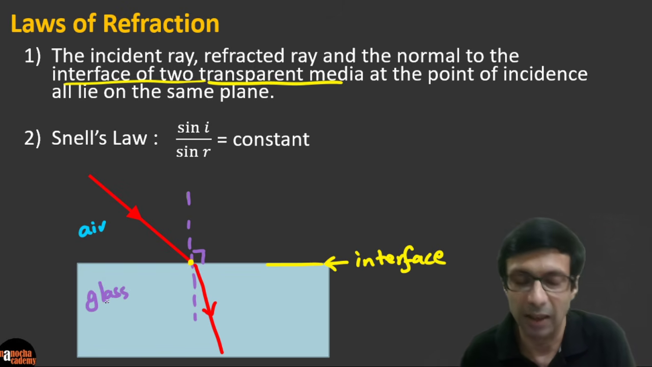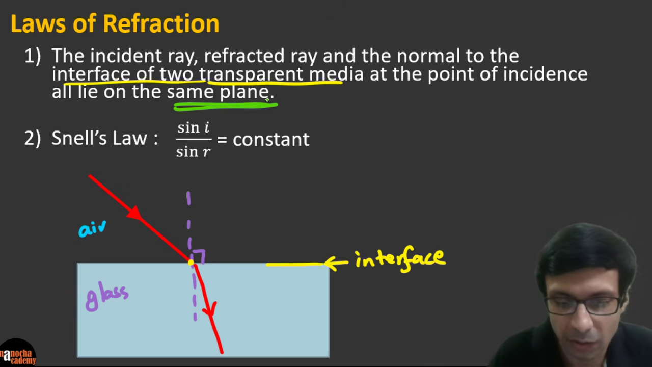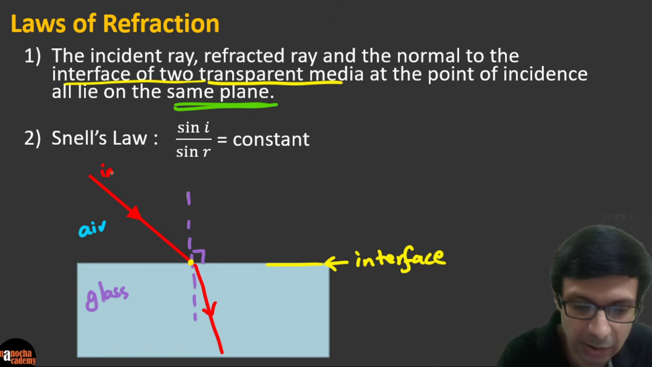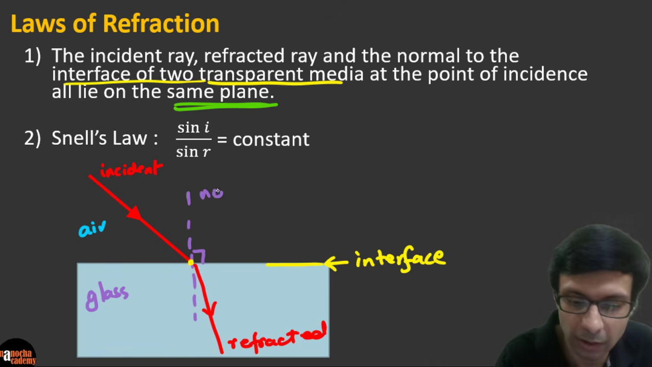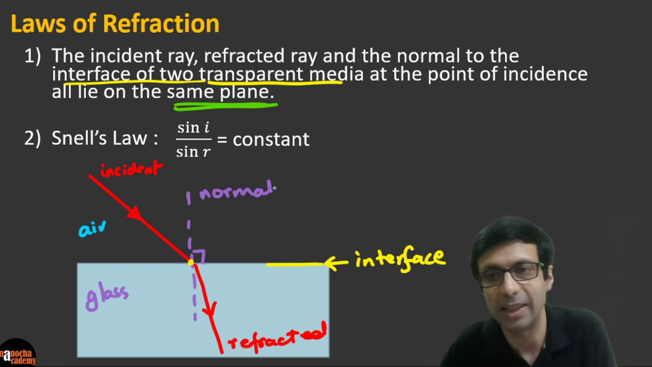So now one important question is, what is the plane here? All of you can see the incident ray, which I'm going to mark here. This is our incident ray. This is the refracted ray. And the normal is that purple line, which is perpendicular. They all lie at the point of incidence, and they all lie in the same plane.